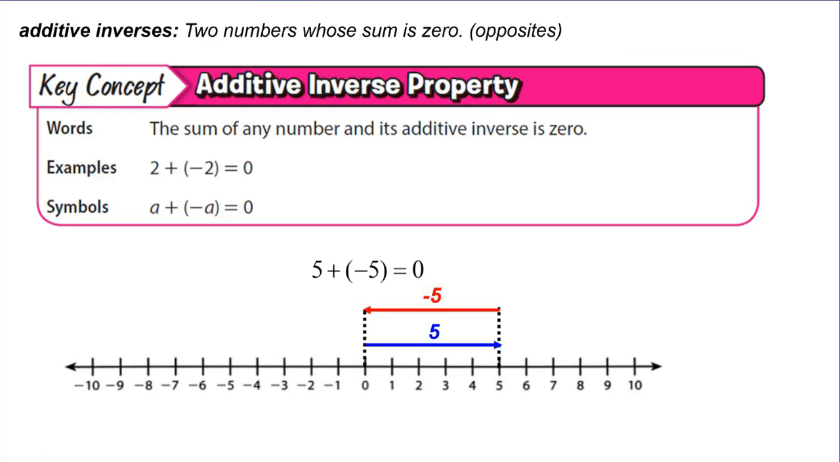So I've got an example of that here below. 5 plus -5 is 0. Because if you move 5 units to the right in the positive direction, and then if you turn around and just do 5 units to the left in the negative direction, you're going to end up right back where you started at 0. So that happens every time you add opposites together, and that's called the additive inverse property. Whenever you add opposites, you always get 0.